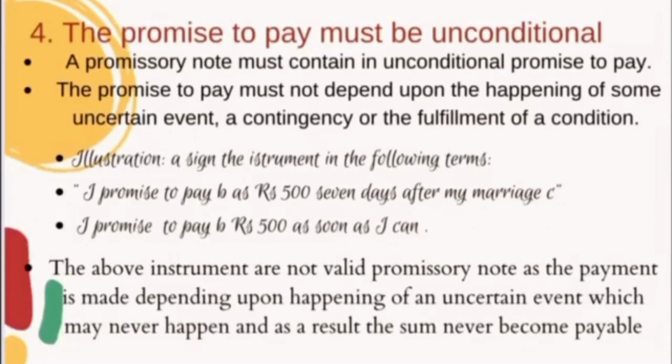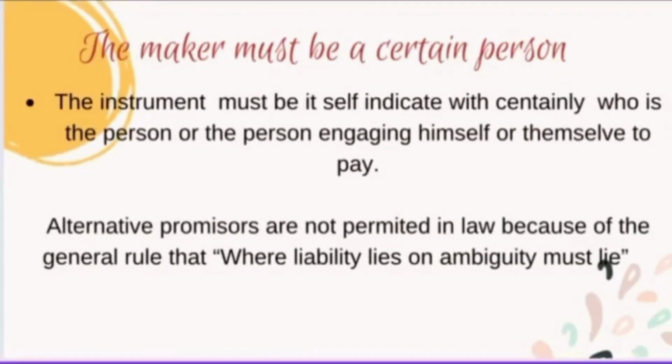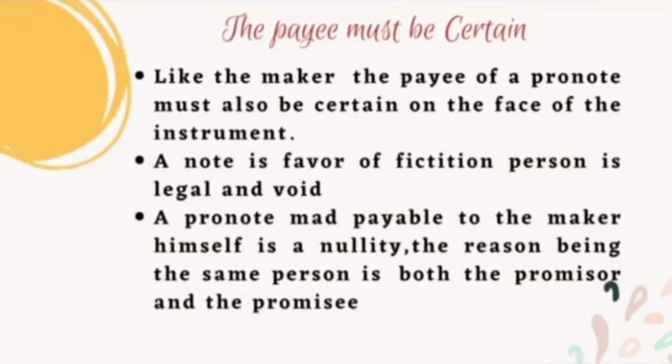For example is like mangutang ta sa atong classmate, nagmana ta nga pahulma ko da baby. Bayaran na lang ka ugma. So di na siya valid for promissory note. The maker must be a certain person. The instrument must itself indicate with certainty who is the person or persons engaging himself or themselves to pay. Alternative promisors are not permitted in law because of the general law that liability must not lie on ambiguity. The payee must be certain.